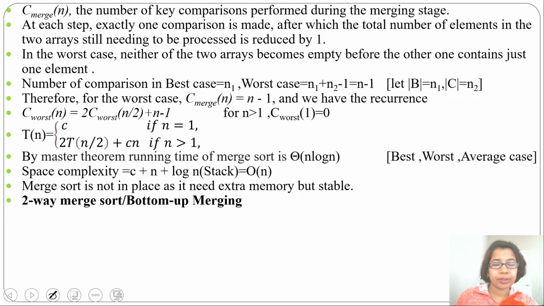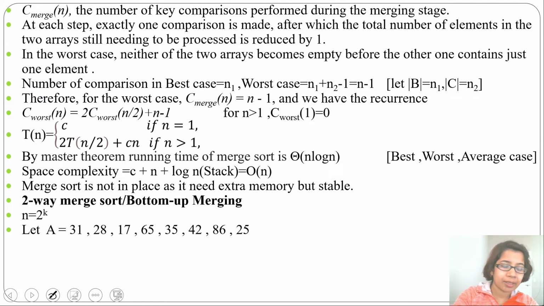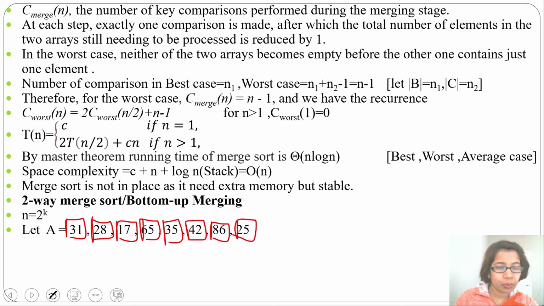Next, two-way merge sort or bottom up merging. If the divide part is already done and every array contains just one element, then we can do two-way merge sort or bottom up merging. For this, n should be 2 power k. It can be 2, 4, 8, 16, 32 like this. Let's take one example. Consider every element as a single array, meaning we have already done the divide part. Now we have 8 arrays having 8 elements. Next we'll do two-way merging.